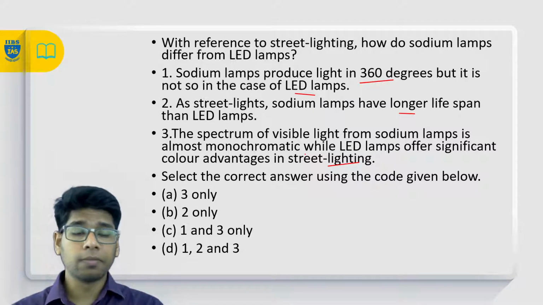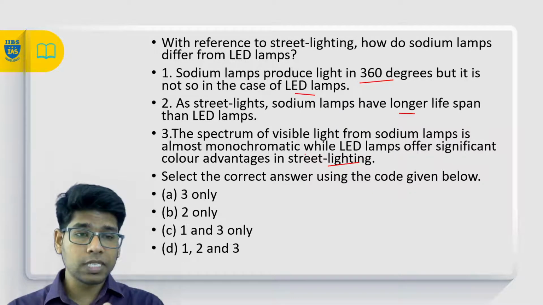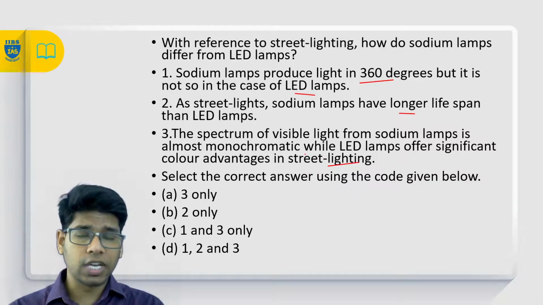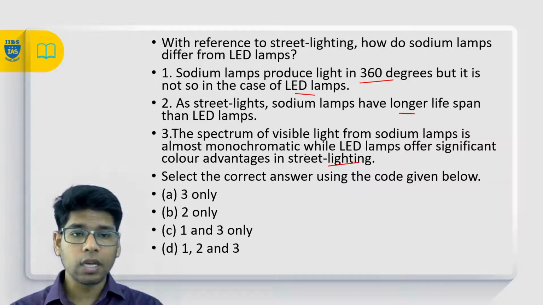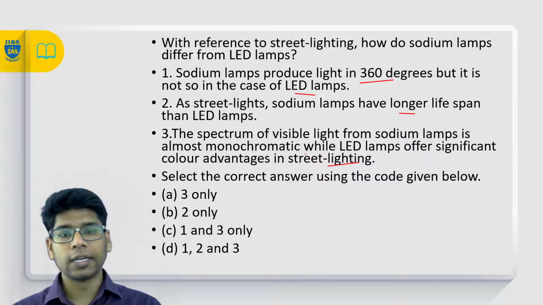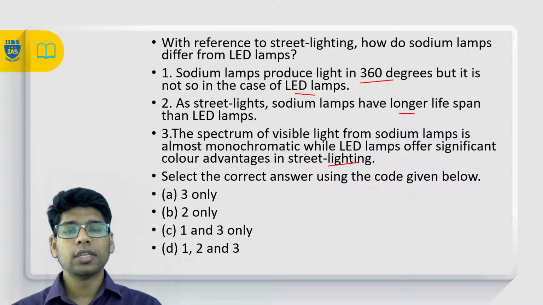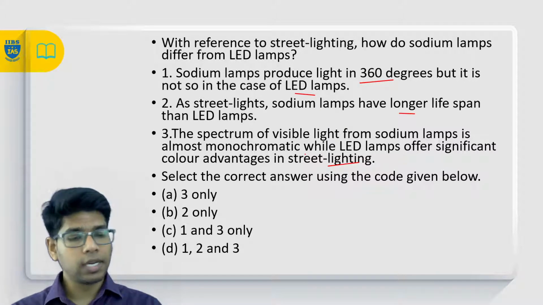And the spectrum coming from sodium lamps, as you might have seen in street lamps, is mostly a yellowish color, so it is monochromatic light, whereas LED lamps give a white color, which means it is polychromatic light. So options 1 and 3 are the only correct ones.